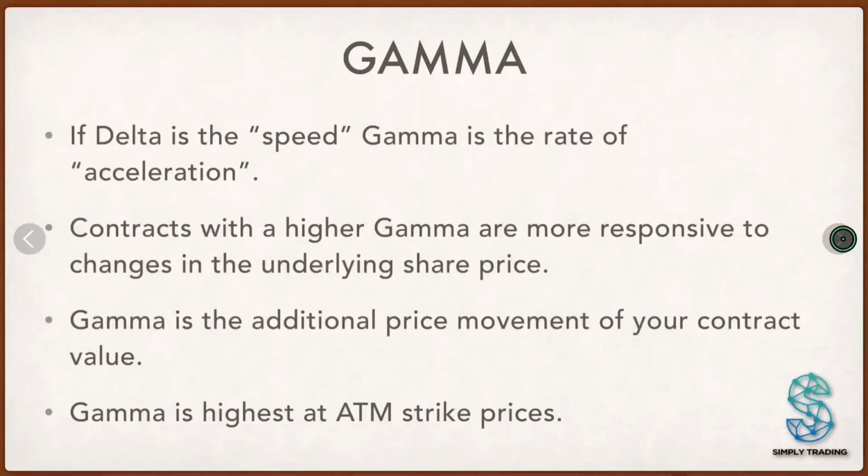Next we're going to talk about gamma. If delta is the speed, gamma is the rate of acceleration. Contracts with a higher gamma are more responsive to changes in the underlying share price. Gamma is the additional price movement of your contract value. Gamma is highest at option contracts that have at the money strike prices.